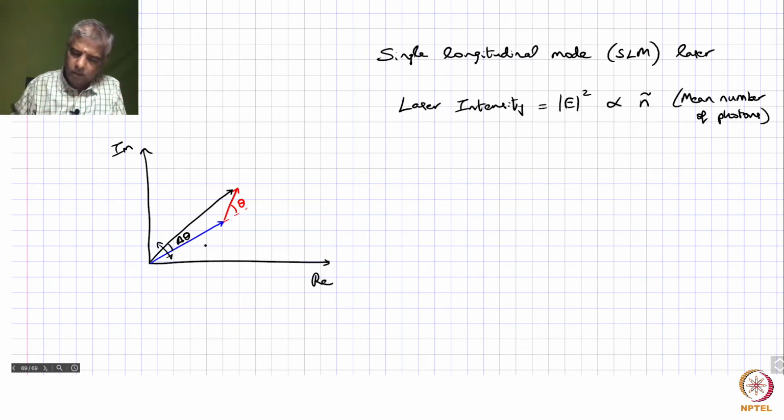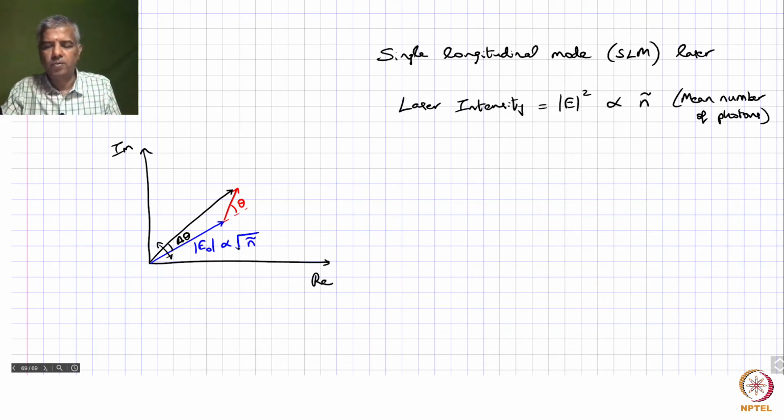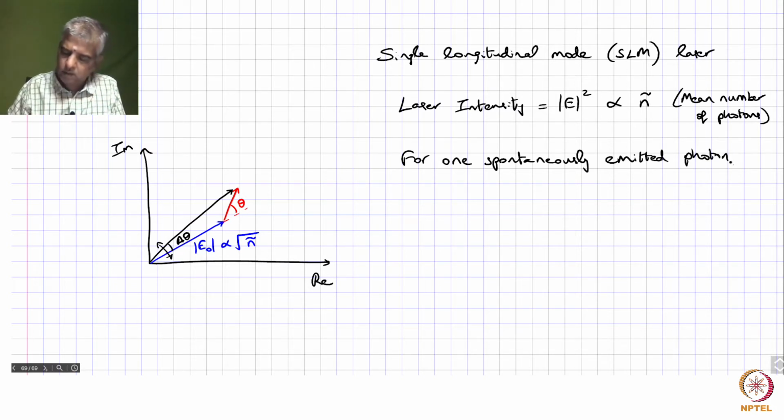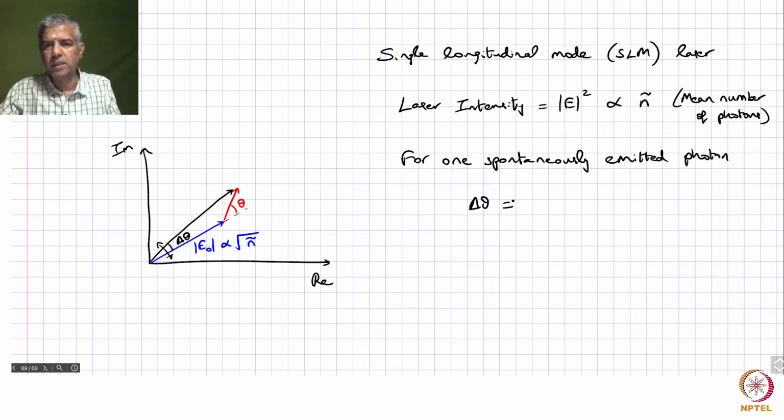So, in other words, when we talk about E naught here, the magnitude of E naught, it's proportional to root of that mean number of photons, right. So, now when we consider for one spontaneously emitted photon, right, what we are trying to quantify is this delta theta. So, what is the change in the or the variation in the phase angle, and I should say that delta theta is not constant with respect to time, it is a varying component with respect to time.